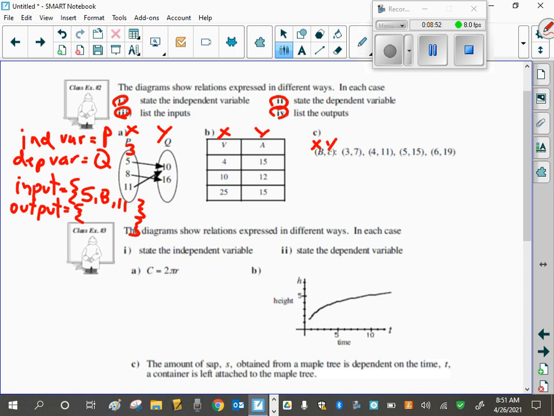So the inputs here are 10 and 16. B, go! Did you B? Corrected? You didn't get A, who cares? B. Take your best guess. You guys are awesome.